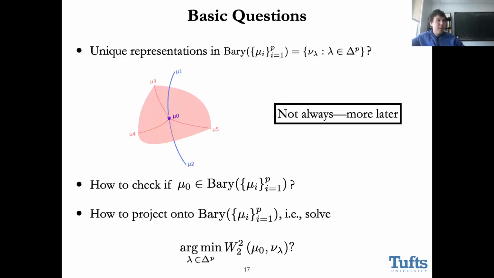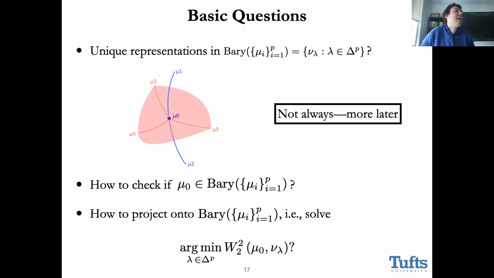Okay, so let me get to that example. Are there unique coefficients here? Not necessarily. I just drew a simple example where P is 5, so these 5 generators. I could imagine a situation where a candidate measure mu naught lives on the barycentric span of 3 of them, and also on the geodesic between mu1 and mu2. And so there would be 2 different ways with non-overlapping supports to represent this. I think that this is generically not going to happen, but obviously it can. We'll say a little bit about this later.